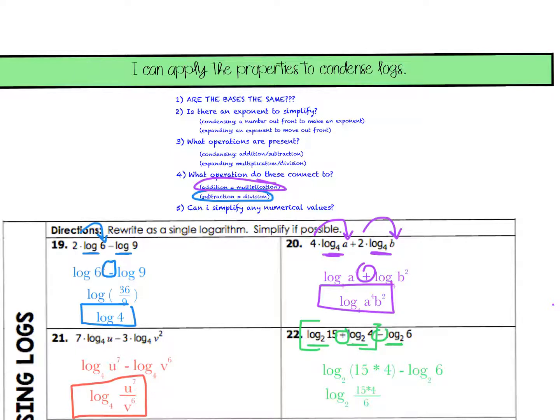So my last question is, can I simplify any numerical values? Well, these are all numbers, so I can simplify them. So I'm going to do 15 times 4 and then divide that value by 6. Which ends up being log base 2 of 10.